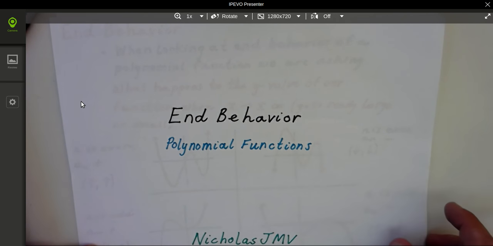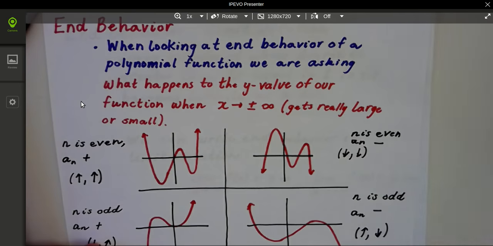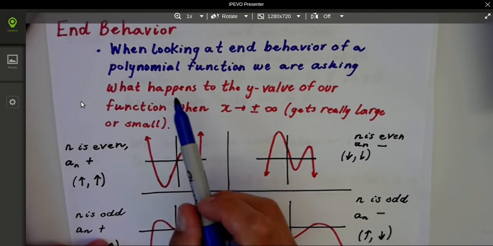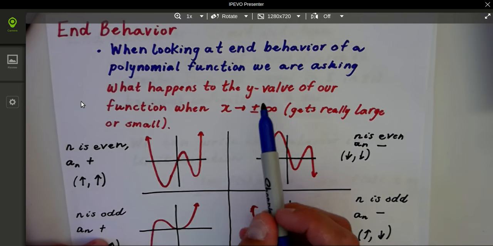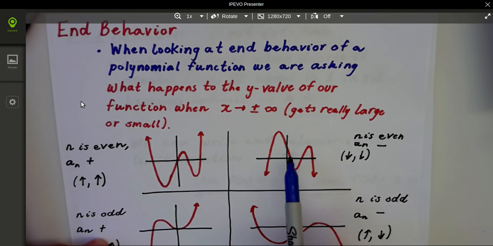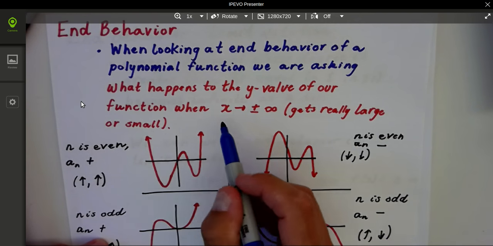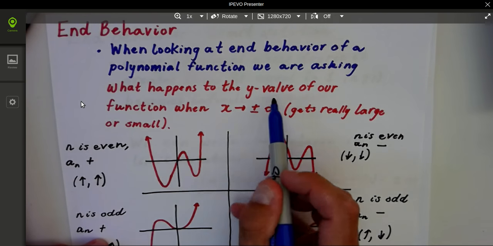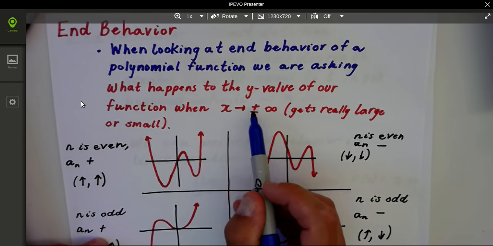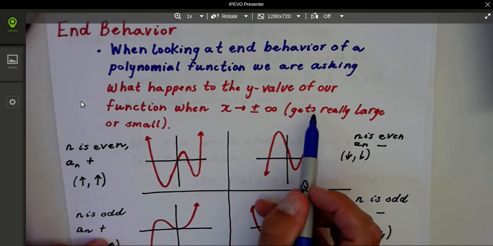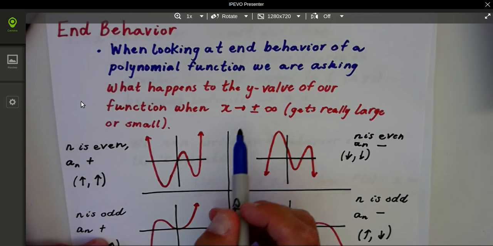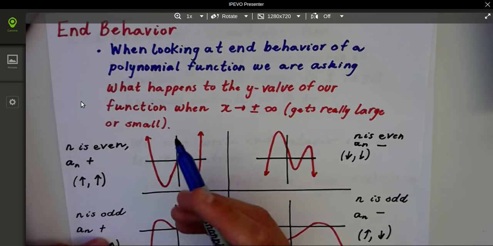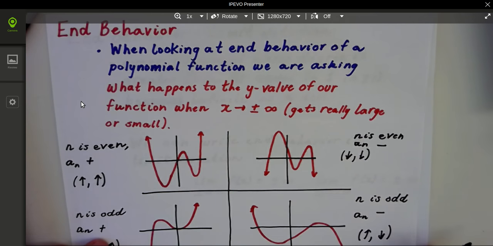In this lesson we're going to talk about how to determine the end behavior of these functions. When you talk about end behavior, you're looking at what's happening as x gets really large in both the positive and negative directions. Essentially you're looking at the y value of the function. When x gets really big positively, what's happening with y, and when x goes towards negative infinity, what's happening to the y value? So end behavior is all about the y value.